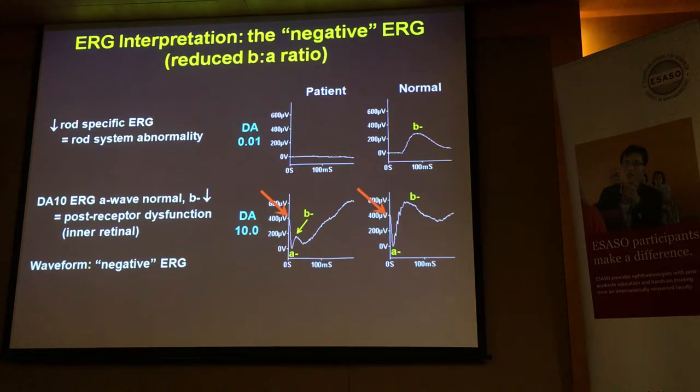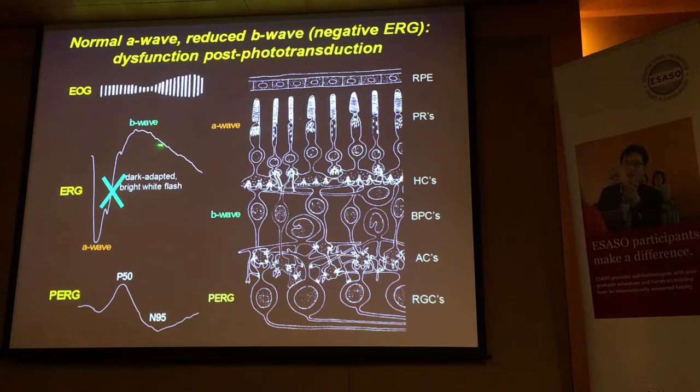Having looked at photoreceptor disease, you can also get a disease within either the first synapse or within the bipolar cells themselves, and that will give you a so-called negative ERG. So you lose the rod-specific ERG, but then when you use a bright flash, the A wave comes out normal, the B wave is markedly reduced, and that's a so-called negative ERG. So electrically, we get a normal A wave because the photoreceptors are working. Either the first synapse or the bipolar cells stop working, so the A wave is preserved and the B wave is reduced.